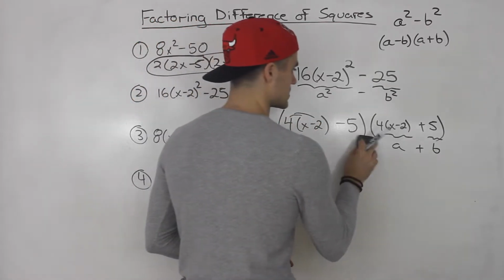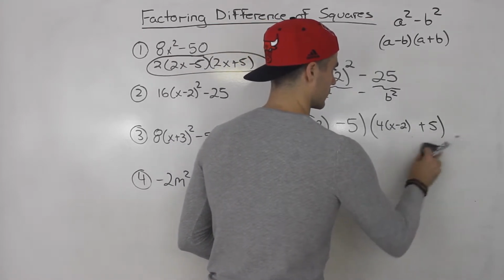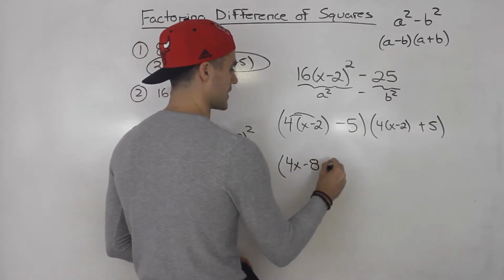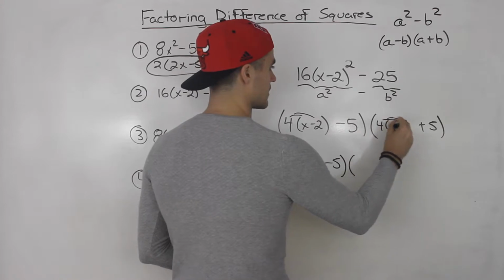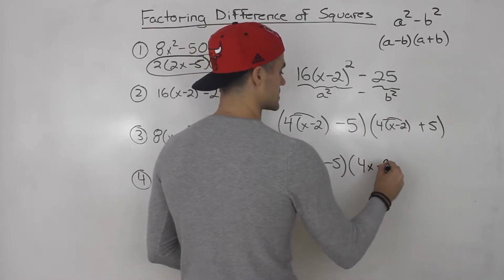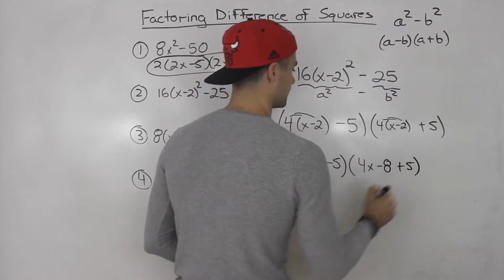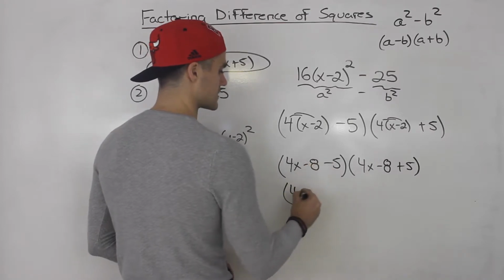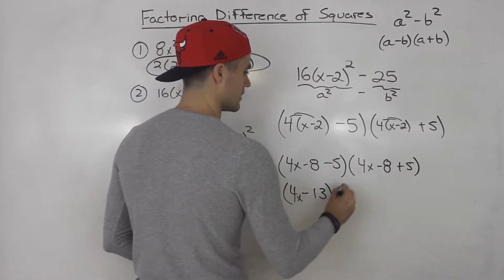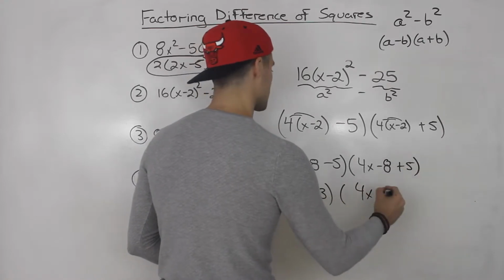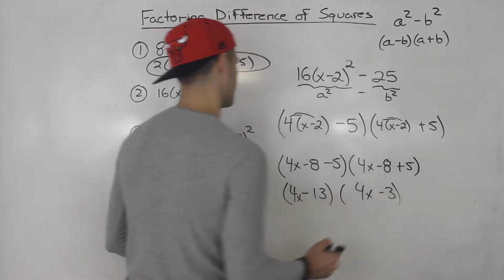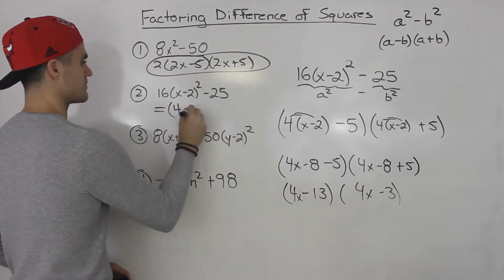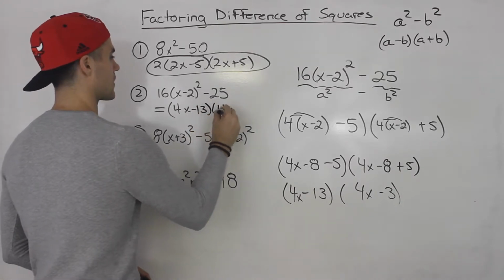Let me actually erase this just so we're not getting confused. So we got 4x minus 8 minus 5. And then this here would be 4x minus 8 plus 5. All right, and then 4x minus 8 minus 5 is minus 13. And then 4x minus 8 plus 5 is minus 3. So this here, the final answer: 4x minus 13, 4x minus 3.